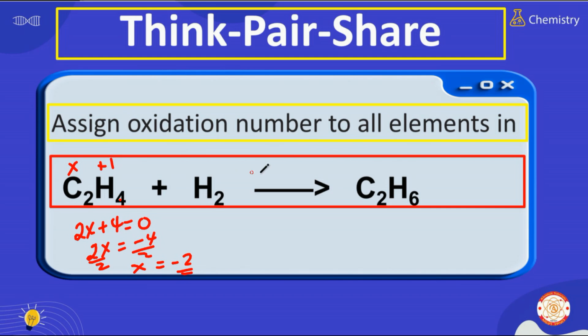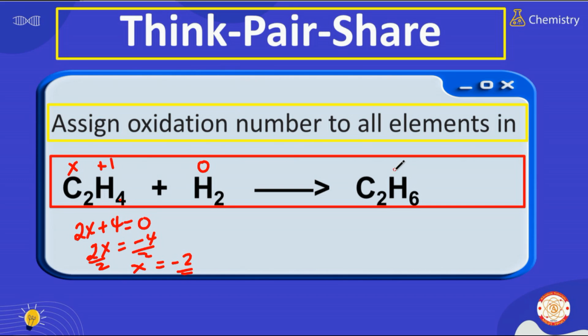What is the oxidation state of hydrogen? So remember, this is elemental hydrogen, meaning it is bonded to hydrogen by sharing electrons, not losing or gaining. Therefore, the oxidation number of hydrogen is 0.